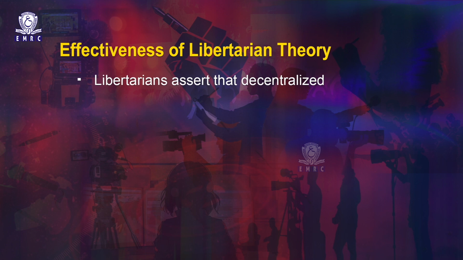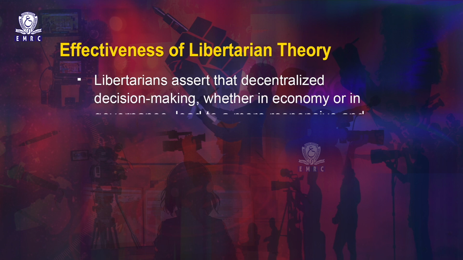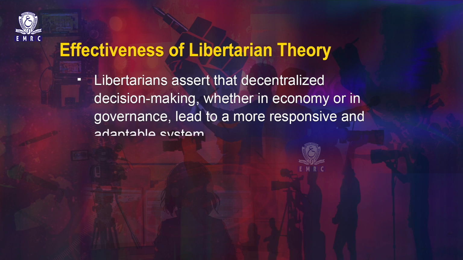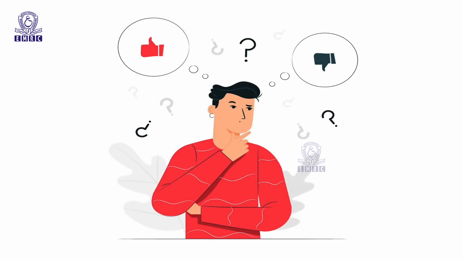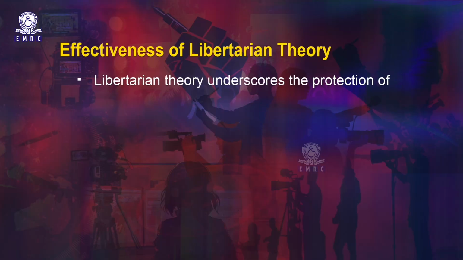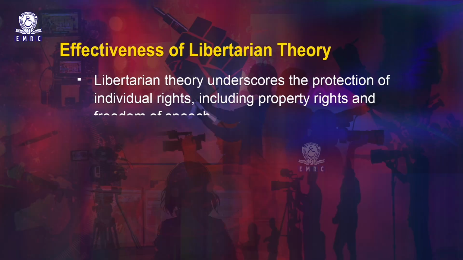Libertarians assert that decentralized decision making, whether in the economy or in governance, leads to a more responsive and adaptable system. When decisions are made at the individual and local level, it is believed that they can better reflect the diverse needs and preferences of people. Libertarian theory underscores the protection of individual rights, including property rights and freedom of speech. Advocates argue that this focus safeguards individuals from arbitrary government actions and promotes a just and fair society.